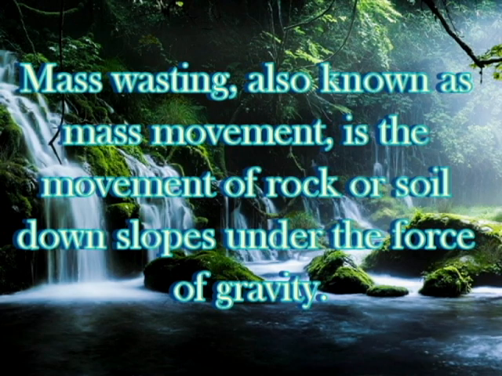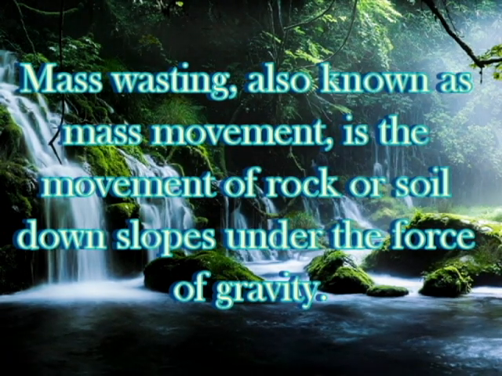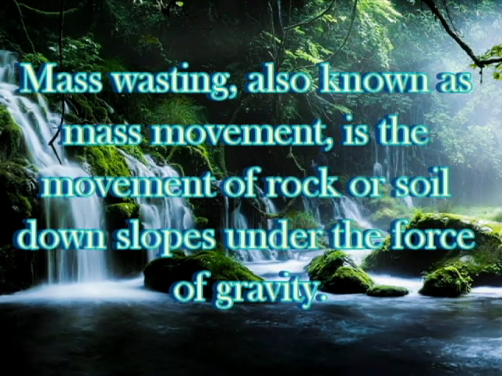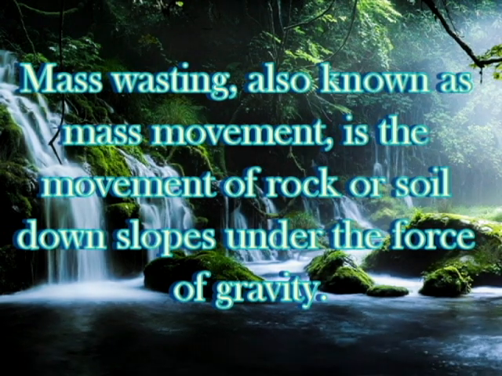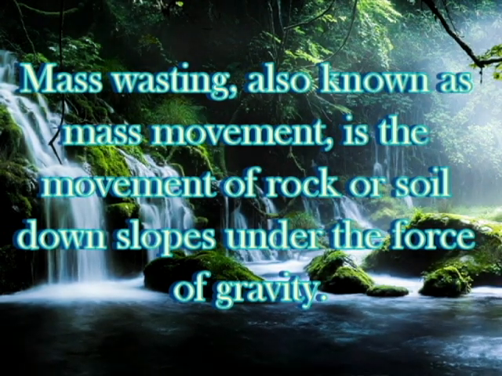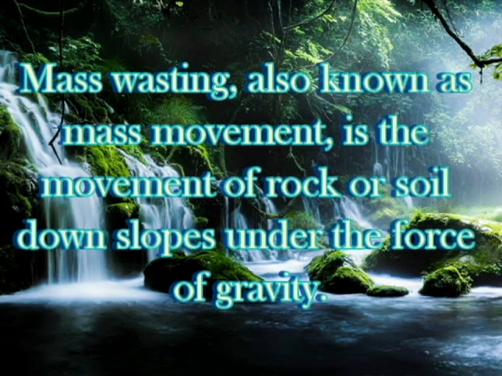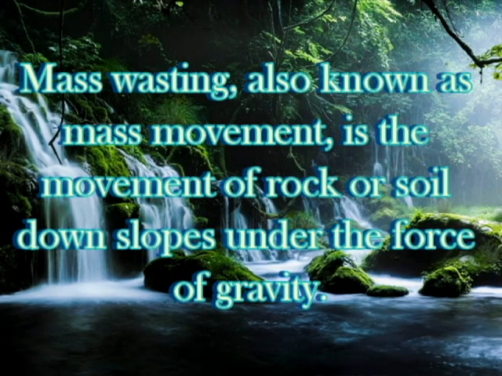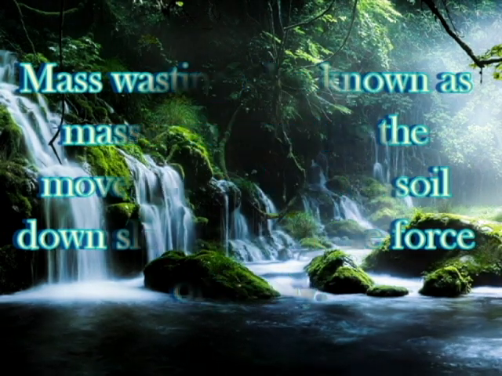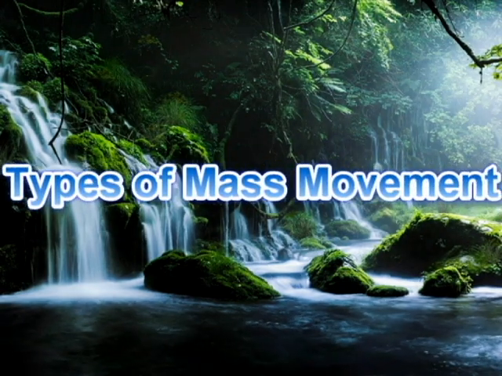Mass movement, also known as mass wasting, is the movement of rock and soil downslope under the influence of the force of gravity. This movement involves some form of lubrication, which is basically water. Yes, water is involved in this process, and for it to be possible, this must also be taking place on a mountain slope. Now, there are various types of mass movement.